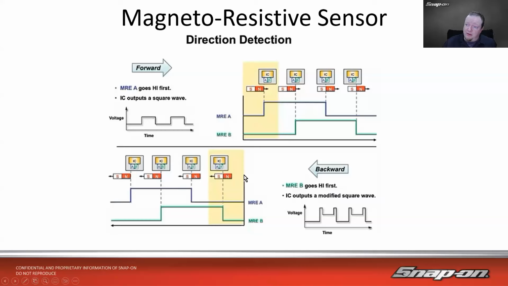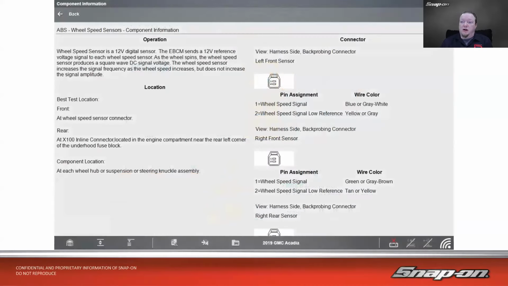When it's going backwards, though, B is going to get a signal first. So it is going to put out a modified square wave where you see how it kind of has a bump and then a dip and then a bump and then a dip. That would indicate to the computer, if it gets that type of signal, that the wheel is traveling backwards. If it gets the other signal, the wheel's traveling forward. So here's just an example of that, right?